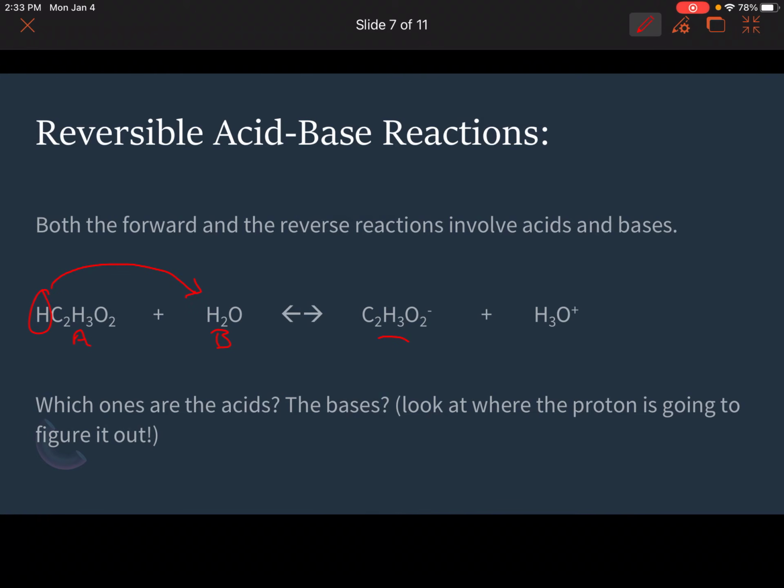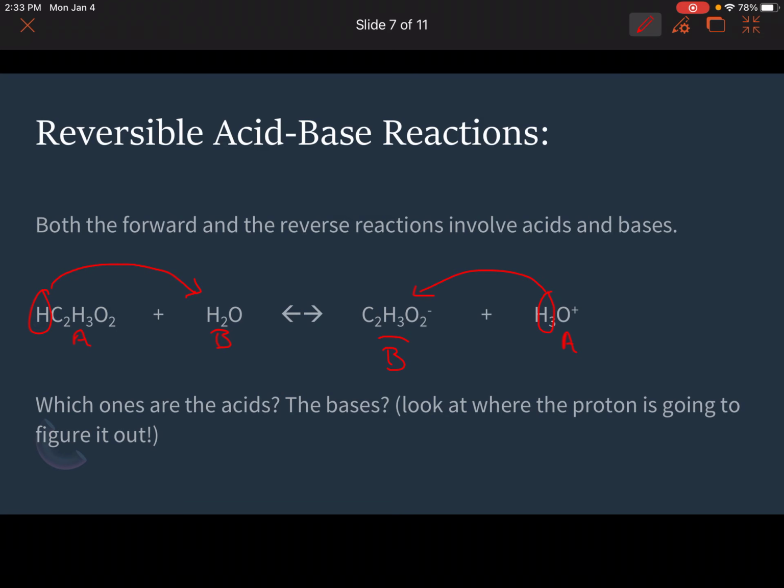Now, because I've got the double arrows here, I need to look at the reverse reaction as well. So if I think of the reverse reaction happening, which is the acetate ion plus the hydronium ion becoming acetic acid and water, I can see that the H+ from here is being donated to the acetate ion. So this would make H3O+ the acid, and the acetate ion here, the C2H3O2-, the base. So for each part of the reaction, I have acids and bases.